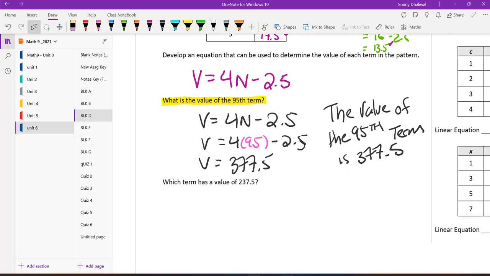All right. We have one more question on this one here. Which term has a value of 237.5? Once again, we set up our equation. We use it to find this term. Where does that 237.5 go in? Is it going for V or N? V, right? That's talking about a value. So our value is, we put in 237.5.